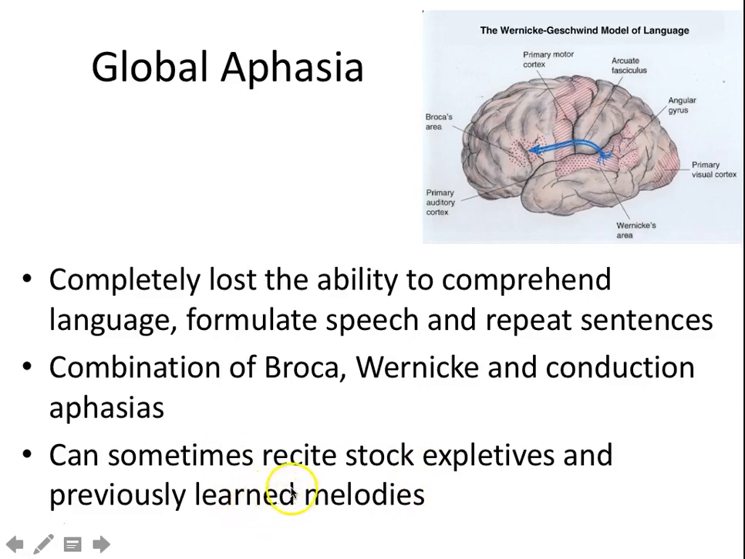And interestingly enough, they can usually, not always, remember and learn melodies, basic ones. So they can't say a sentence to save their lives. They can curse and they can sing "Twinkle Twinkle Little Star," right? It's really interesting how that happens, but I guess those are just so ingrained that they stay with us despite all these deficits in language.